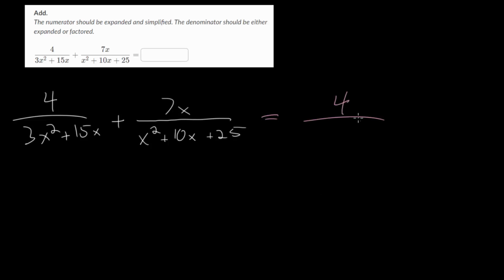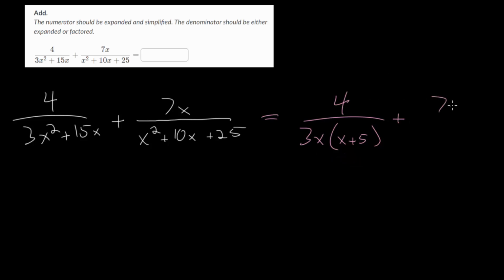So for this first one, the numerator stays the same, but in the denominator, it looks like we can pull out a greatest common factor since they're each divisible by 3 and by x. So we can pull out a 3x, and here we're just left with x, and here we're left with plus 5. And of course, you can double check your factoring by redistributing the 3x to both terms to get 3x squared plus 15x, which is what we started with.